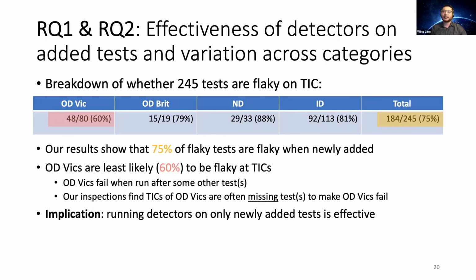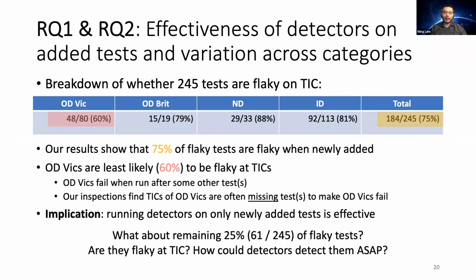Nevertheless, our implication here is that running these detectors on newly added tests is quite effective. Specifically, it can detect 75% of the flaky tests in our study. But one remaining question here is, what about the 25% of flaky tests that couldn't be detected? Are they actually flaky at the test-introducing commit? And if so, how could detectors detect them as soon as possible?